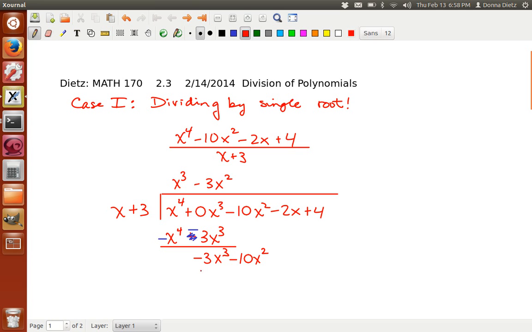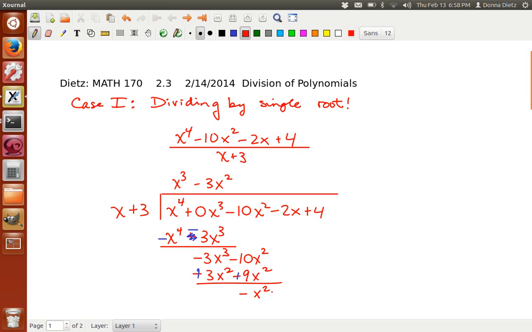And again, we do this multiplication. The multiplication we're doing is we're multiplying minus 3x squared times x plus 3. And then we write it down here. So this is minus 9x squared. Again, I'm going to go ahead and change the sign so that I can add. I'm writing in blue that optional step. Okay, now I'm going to go ahead and add this.